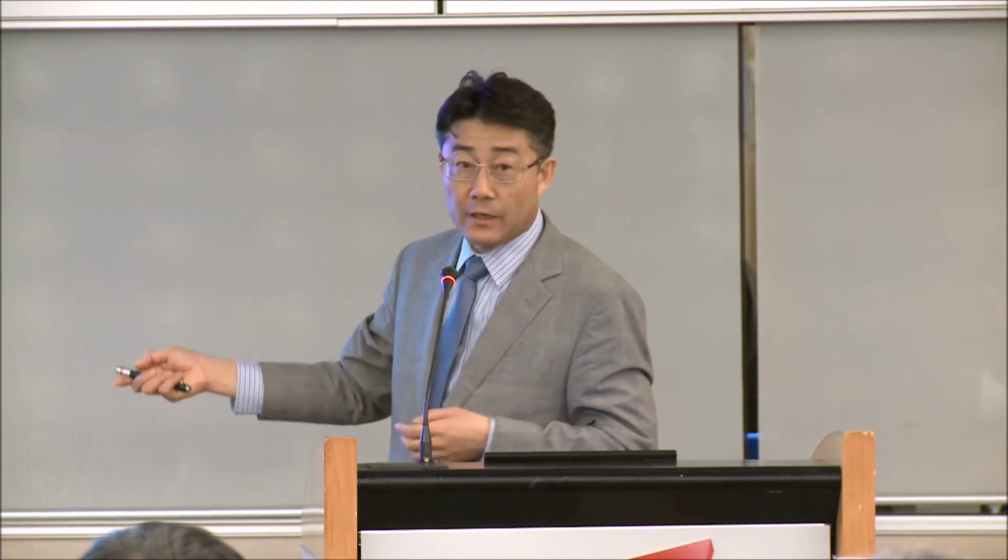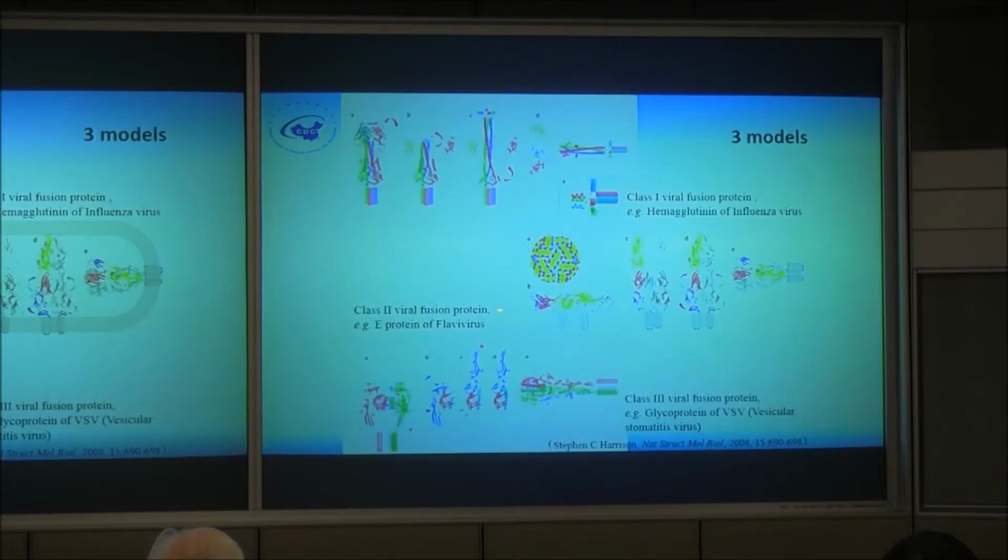On the surface of the mature particles, you have a viral protein on the surface. It's lying down like this way. But once they bind to the cell membrane, they also protrude out. And then, again, they have another conformational change to get the two membranes together. This is the structural basis so far with those three models.